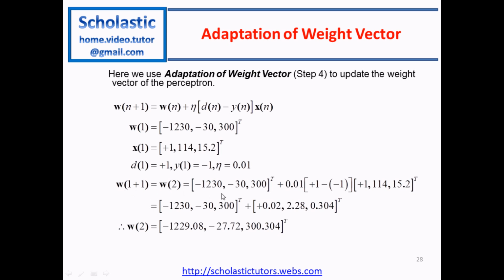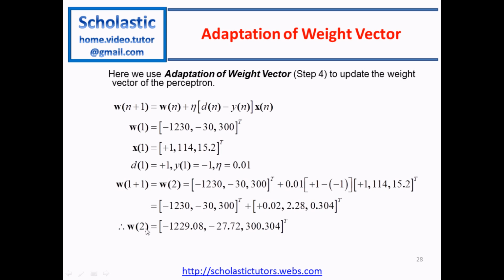So when you put n equal to 1, this is n plus 1, equal to w2. If you simplify this, because this is the weight vector, eta is 0.01 times d1, where dn is the desired output, plus 1 minus the output, which was -1, so you get +2 here, times the input vector. This is the known fruit, 114 weight, 15.2 centimeters length, and then you simplify this equation to get this one down here, and then finally you get w1 plus 1.